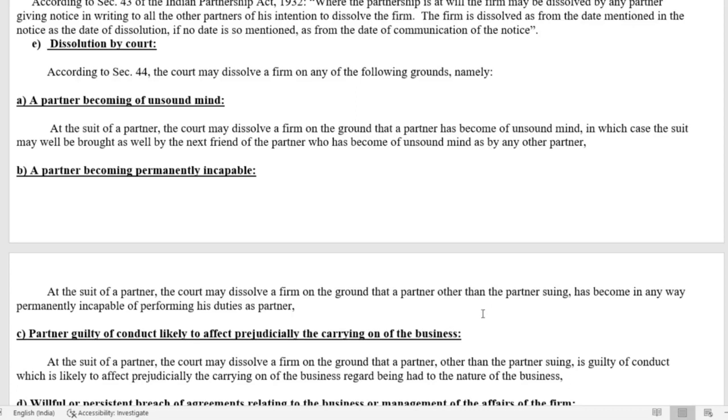Here we are looking at the concept of dissolution by court. Under dissolution by court, we can refer to section 44. The court may dissolve a firm on any of the following grounds. Here, a partner becoming of unsound mind: if a partner suffers from unsoundness of mind for only a short duration, the court cannot order the dissolution of the partnership firm. But if the insanity of any partner continues, then what happens?